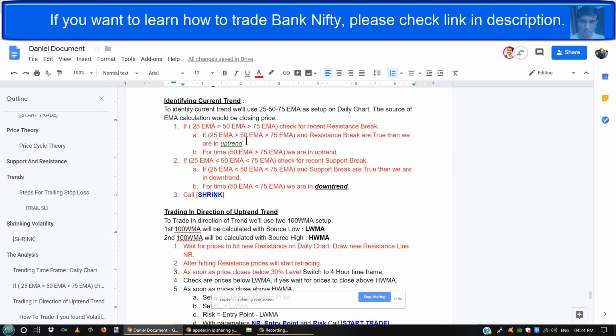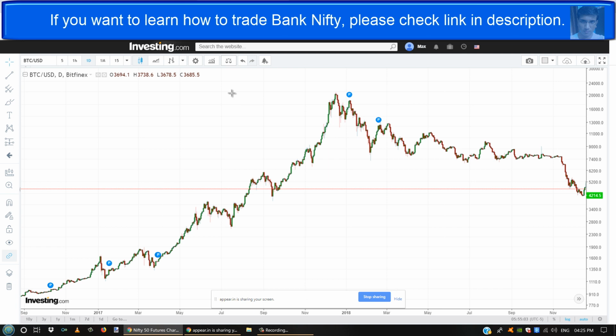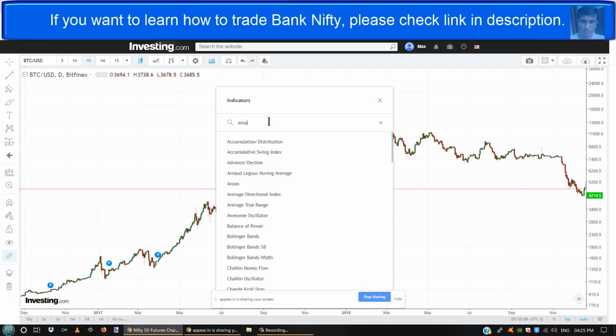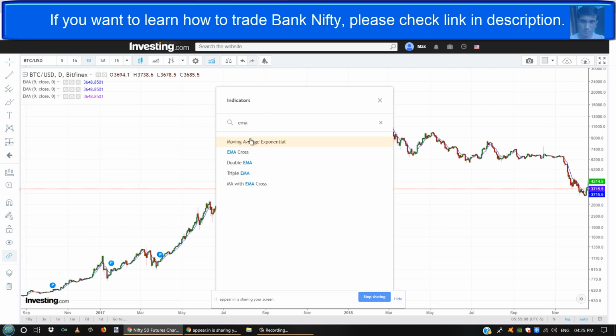Here I have used red color for the things that we'll be using on the major time frame, meaning our daily chart, and black for our lower time frame, which is our 4-hour chart, right? So the first step in every analysis process is identification of trend. Here we will use 25, 50, 75 EMA as our setup, and the source for the EMA setup would be closing price on the daily chart. So here I will add 3 EMA.